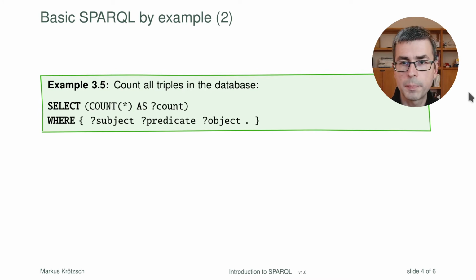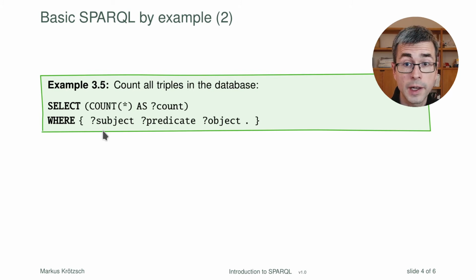This example shows a very basic type of query that uses aggregates, in this case counting. Aggregates in query languages are means to sum up results. So instead of returning a whole table with many rows, we return something which sums up several rows in the table into one result. In this case, we actually have a huge table, because if you look at the pattern here, it just says variable subject, variable predicate, variable object. So this pattern matches every triple.